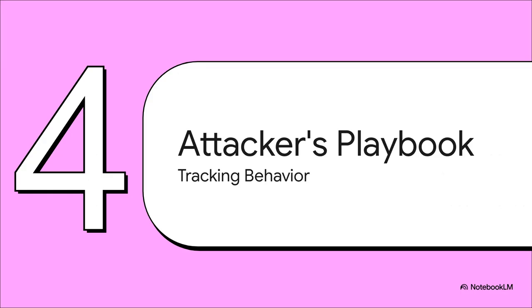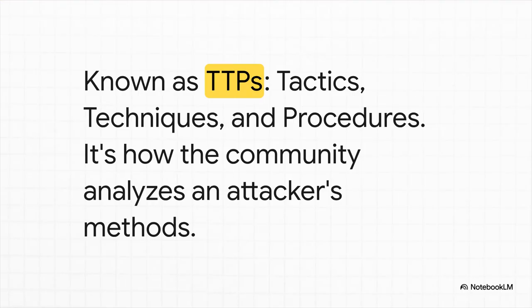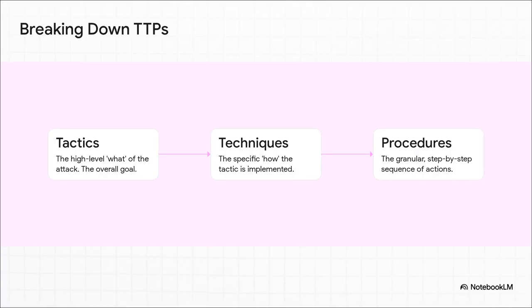So if the names are just a big mess, how on earth do we actually track what these groups are doing? Well, instead of tracking the name, we track their behavior. And for that, there's a universal framework. And that framework is known as TTPs. It stands for Tactics, Techniques, and Procedures. This is the language everyone in the security world uses to talk about what an attacker is actually doing. Here's how it breaks down. First, you have tactics. Think of this as the high-level goal, the what, something like get inside the network. Then you have techniques. This is the how. How did they achieve that tactic? Maybe they used a phishing email. And finally, you get down to the procedures. This is the super granular, step-by-step playbook of exactly what they did.